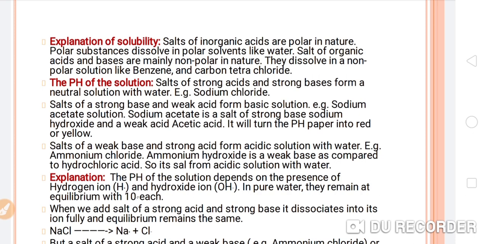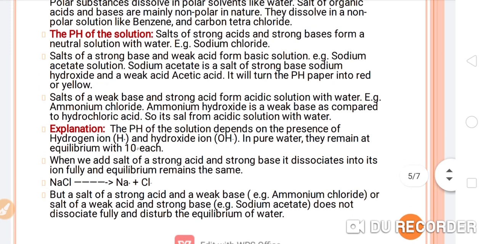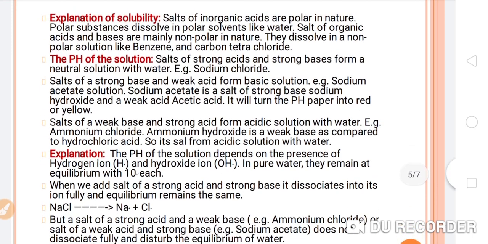Inorganic acids are polar in nature. So polar nature means they can dissolve in the polar solvent. And if there is a non-polar solvent and a non-polar acid or non-polar salt, at that time it can dissolve inside the non-polar solvent. Is it clear?